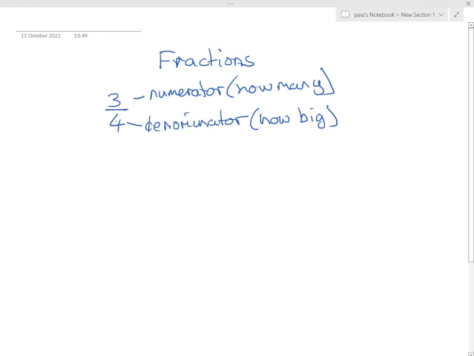Now fractions can be written in all sorts of ways, and the first thing we're going to do is simplify. It always has to be done if possible at the end of a calculation. So if we have 10 over 30, we look for something that can divide into both top and bottom, and in this case 10 will go into both top and bottom, so it can be simplified to 1 over 3.